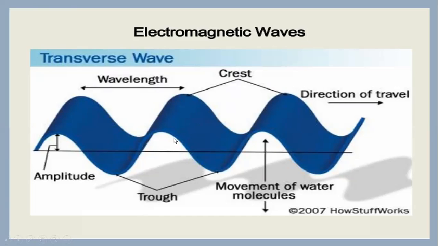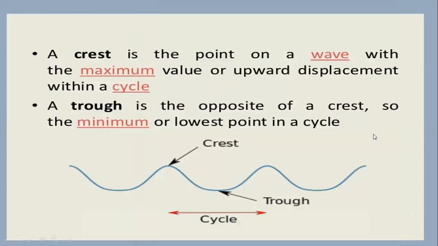The crest is the maximum or greatest positive peak, and the trough is the opposite, vice versa, of the crest. The direction shown to the right is the direction of travel, that is, the direction of wave propagation. This portion shows the movement of water molecules and how the changes go on at every moment in the sinusoidal waveform. So the crest is the point on a wave with the maximum value or upward displacement within the cycle, and the trough is the opposite of the crest, the minimum or lowest point in the cycle. See here the difference.